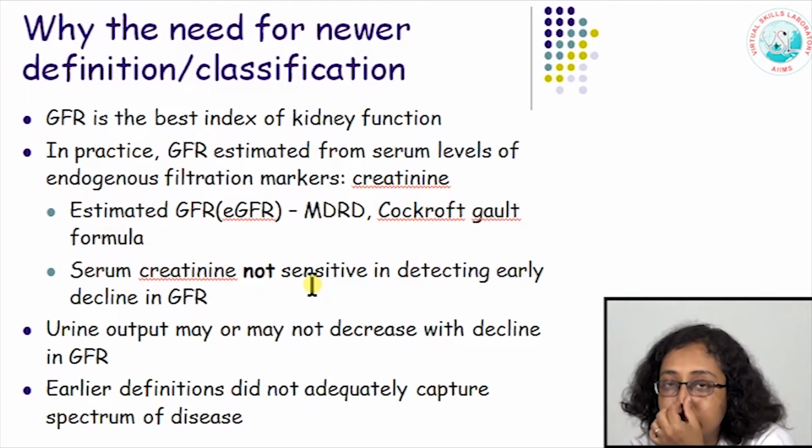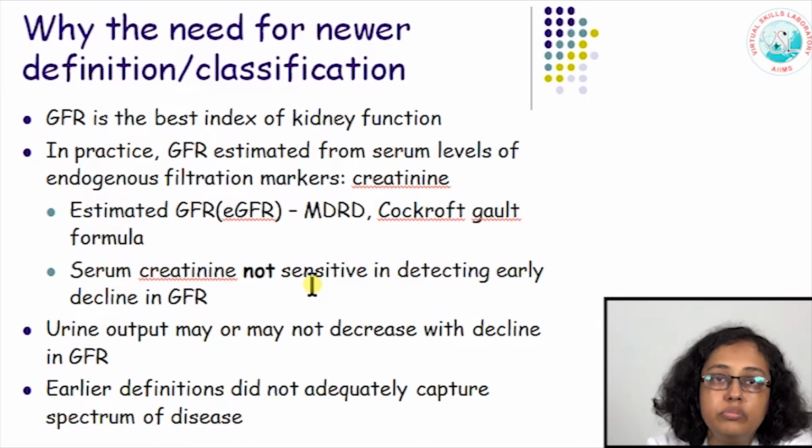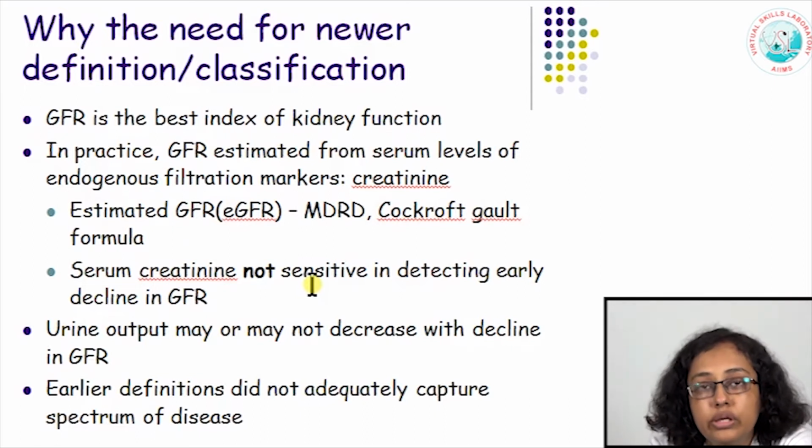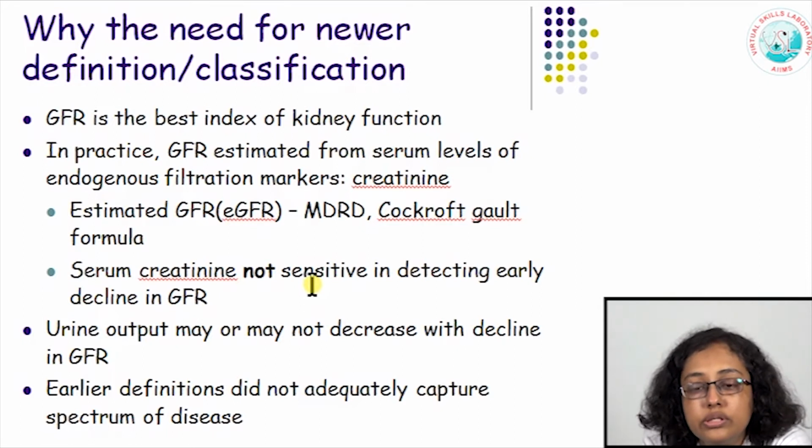Now, this was the simplistic definition of acute kidney injury or acute renal failure in all these years. But over the last few years, there has been a change in the understanding and definitions used for defining this problem. So why was a newer definition or classification required? Because normally, the creatinine and the blood urea are used to measure the kidney function, but the GFR is the best index of kidney function.